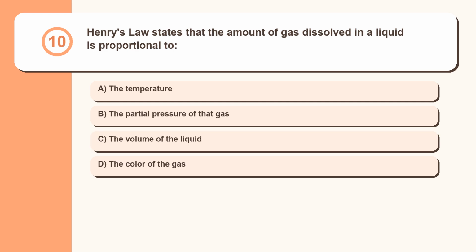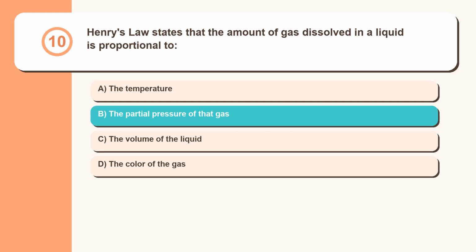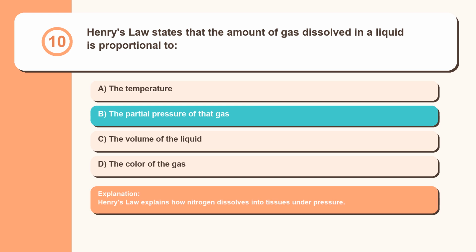Question 10. Henry's law states that the amount of gas dissolved in a liquid is proportional to the temperature, the partial pressure of that gas, the volume of the liquid, the color of the gas. Henry's law explains how nitrogen dissolves into tissues under pressure.